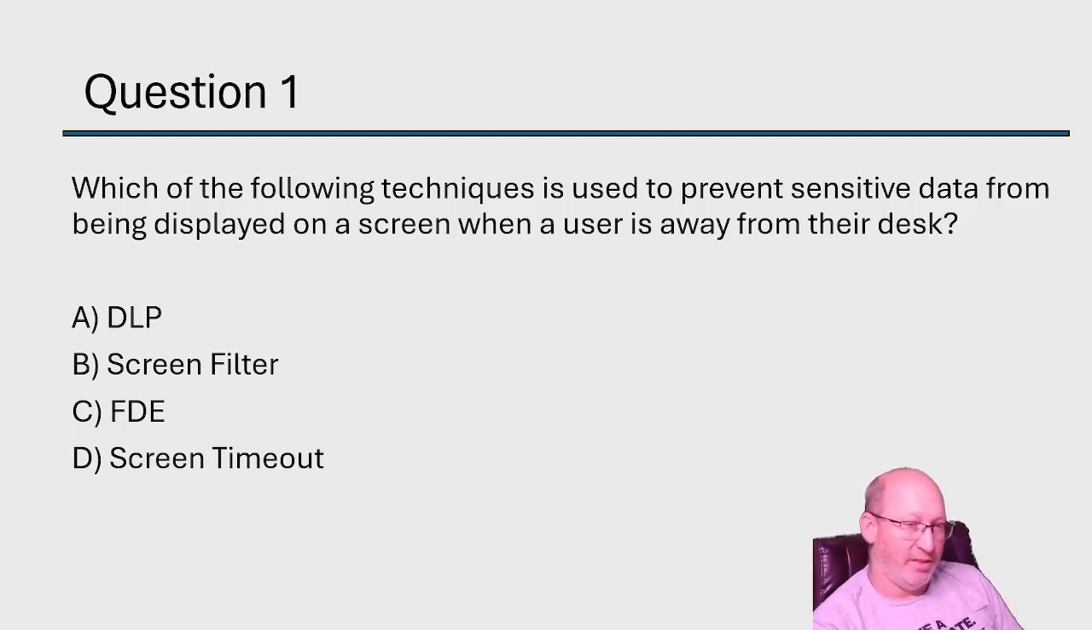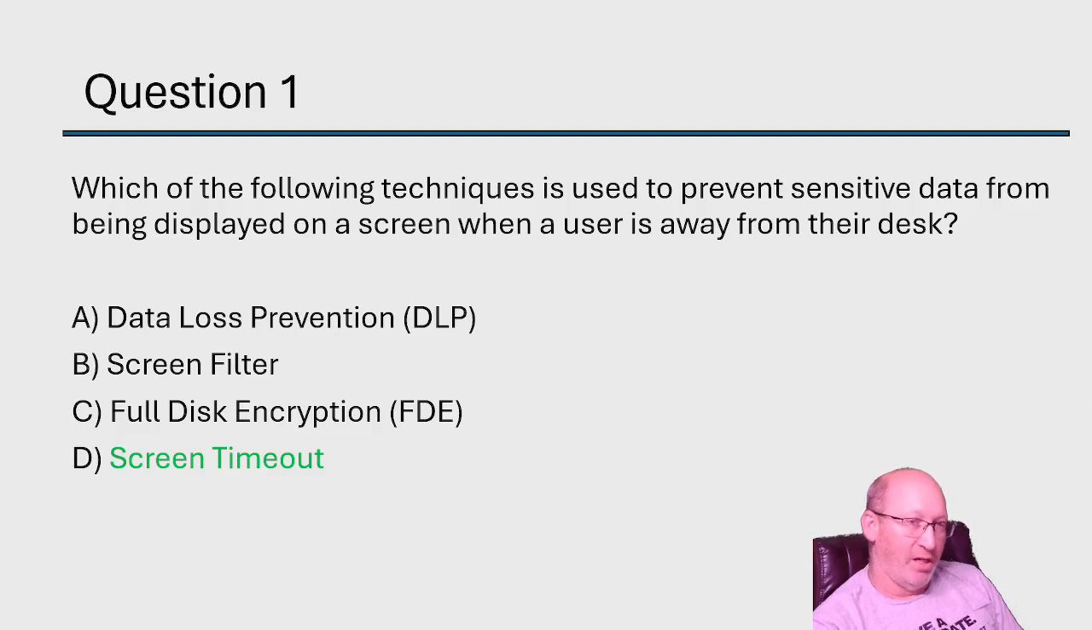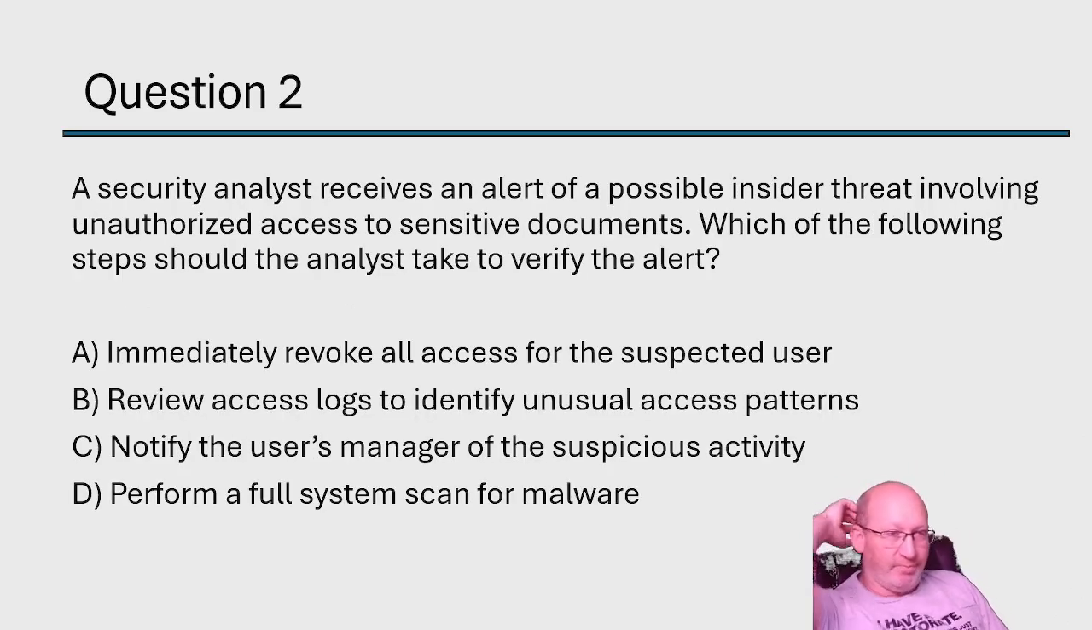The answer is D. There we go. All right, question number 2. A security analyst receives an alert of a possible insider threat involving unauthorized access to sensitive documents. Which of the following steps should the analyst take to verify the alert? What do you think? We want to verify that alert.